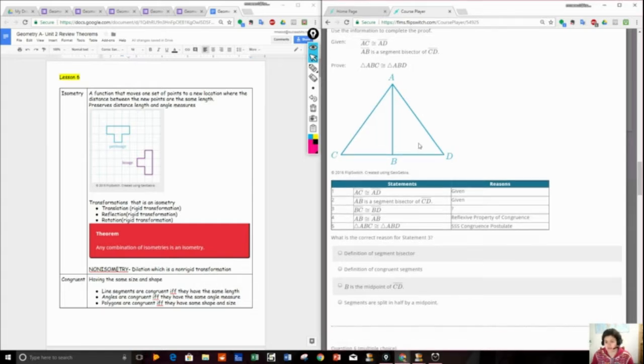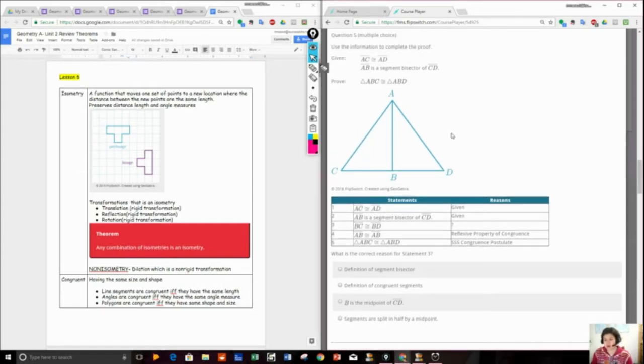Okay, so I want to mark out here what they gave me because it helps me visualize it. They say AC is congruent to AD. So AC is congruent to AD. And remember, tick marks show congruency. And then AB is a segment bisector of CD. I kind of recall this. What is a segment bisector?